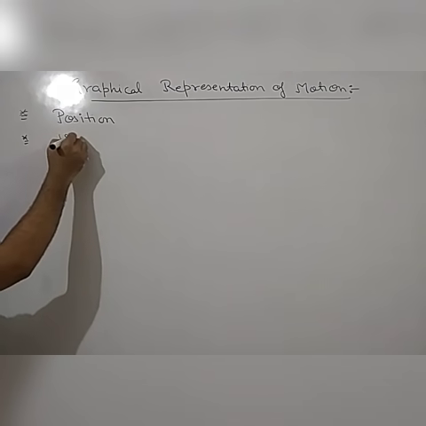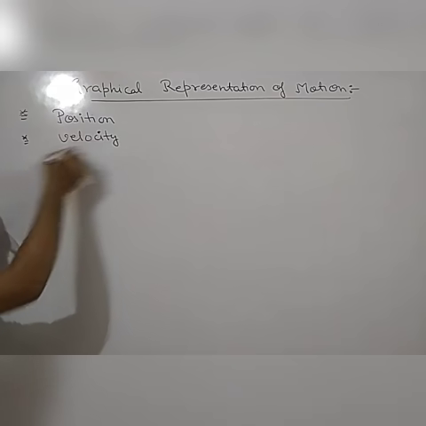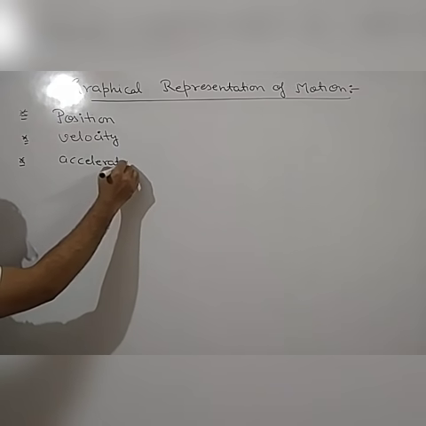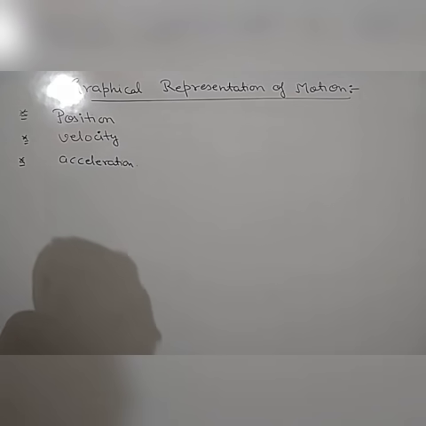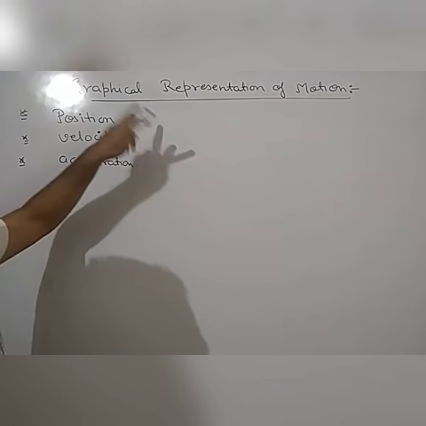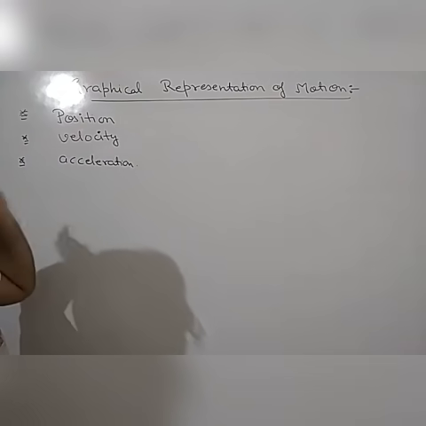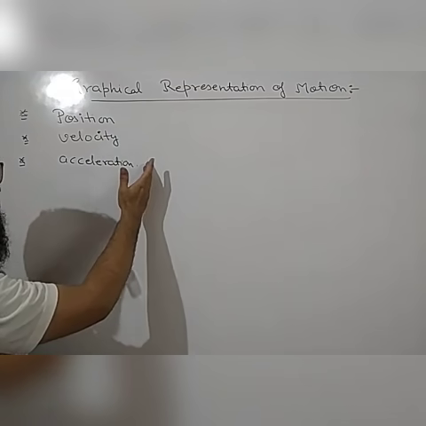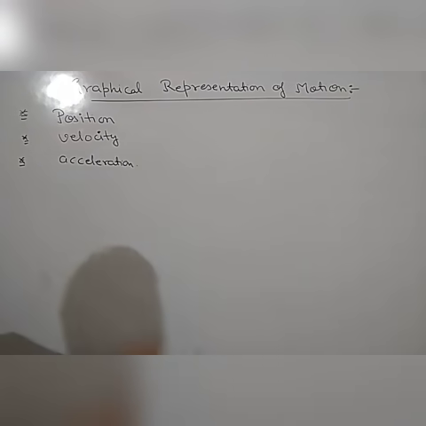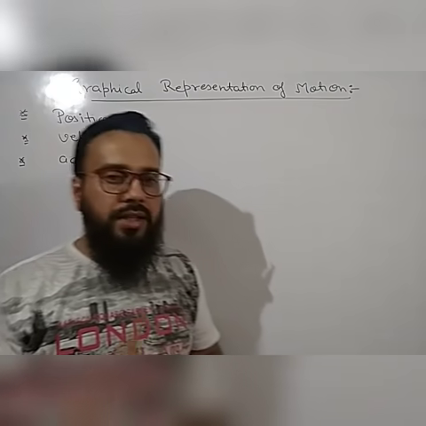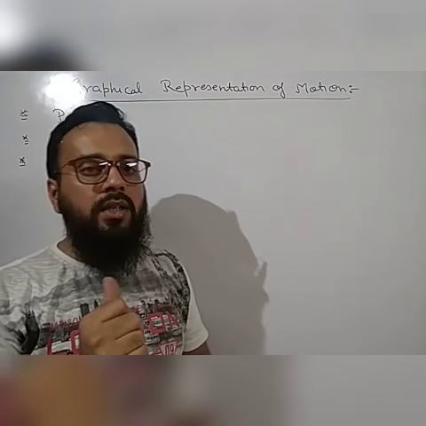So the second one is velocity, and the third one we studied is acceleration. From the start of the chapter we are studying these 3 things: position, that means distance and displacement, speed and velocity, and acceleration. We have studied different types of velocity, speed, and different types of acceleration. Now all these things, position of an object, velocity of an object, and acceleration of an object, all 3 change with respect to a parameter.